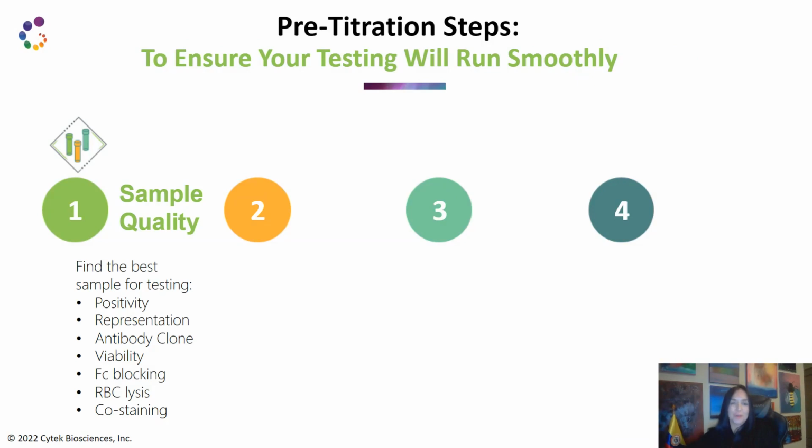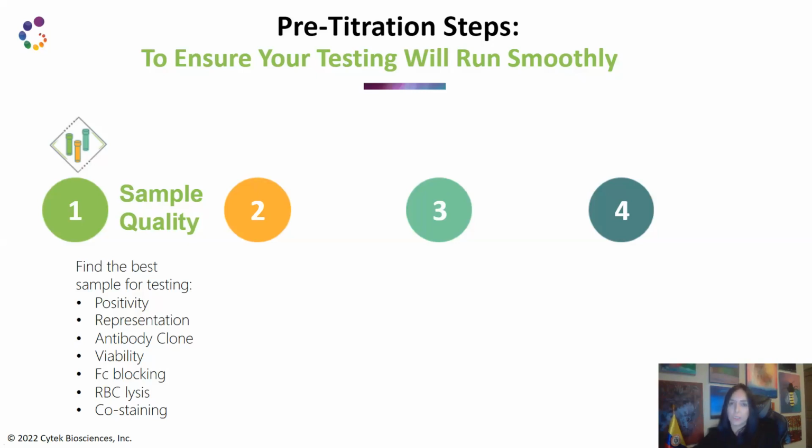Making sure you have enough positive events, that your sample for titration is a good representation of what you will have in your multicolor testing in your final experiment, that you pick carefully the clone based on validation data using all those portals, and that then based on sample characteristics or quality, you can decide whether you need to include a viability dye, block your Fc receptors, lyse your red blood cells, or include co-staining.